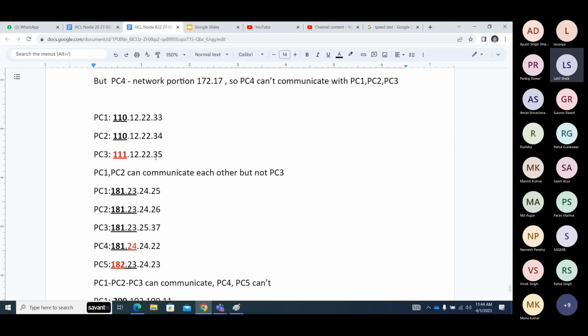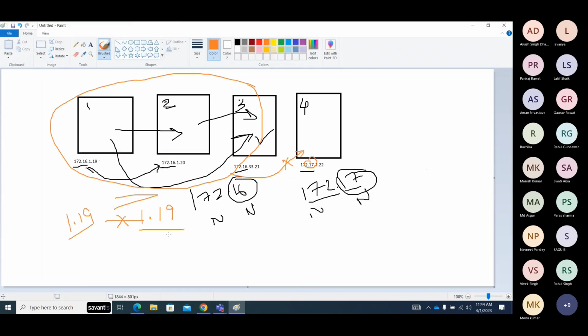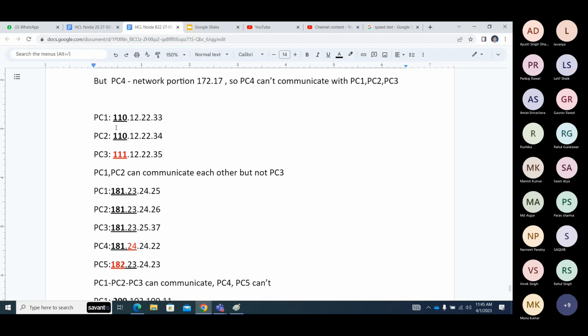Okay, no problem. So guys, look here. Remember, both PCs should not have the same IP address, meaning same network ID and same host ID. If two PCs have the same IP address, it is called a conflict. Then they cannot communicate with anyone. Both PCs having the same IP address is a conflict.